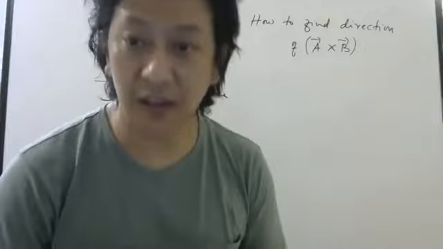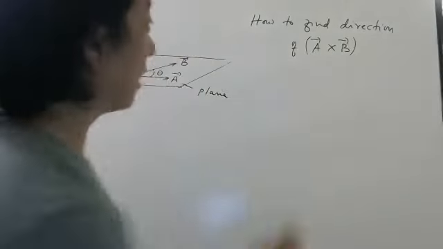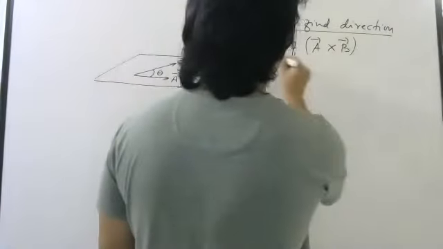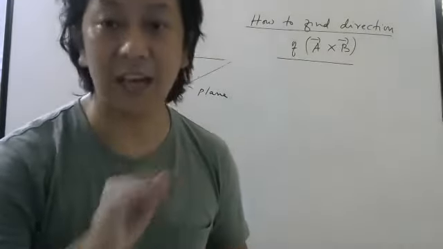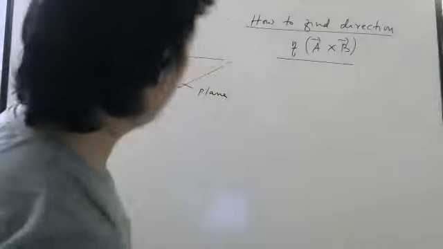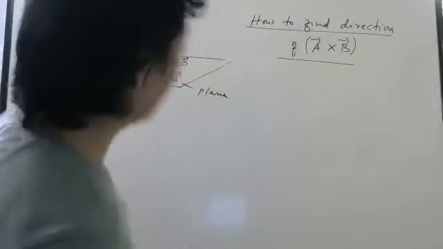That is how we are defining all these products. So now let us learn how to find the direction of A bar cross B bar. In our material, there is a very nice diagram to see. So how to find? The answer is this.